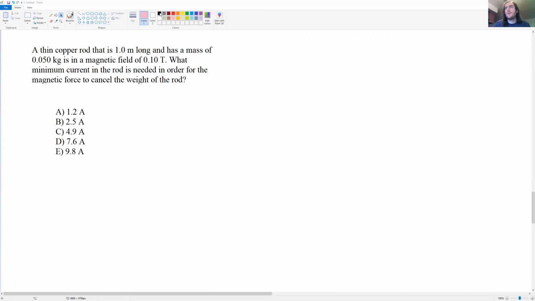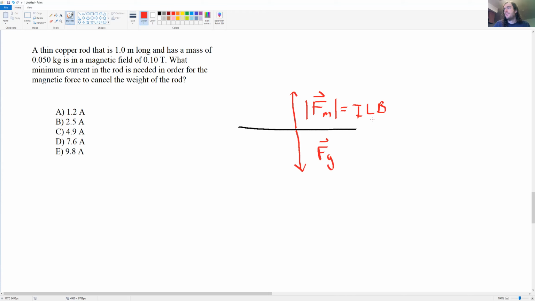What is the logic? Well, the logic is we have this wire, right? And there are 2 forces on it. Force of gravity, let's call it Fg maybe, and the magnetic force, like so. Magnetic force, we take the magnitude here, that's going to be ILB, right? And the magnitude of the gravitational force, just M times G, right? And we want to set these 2 forces equal to each other, right?